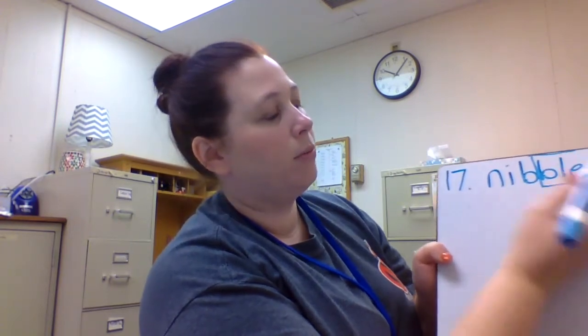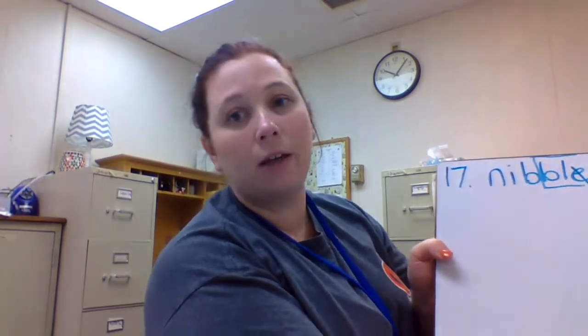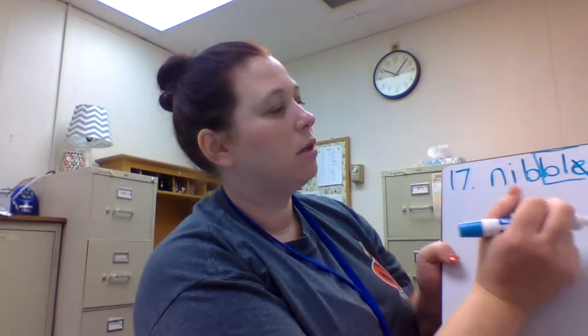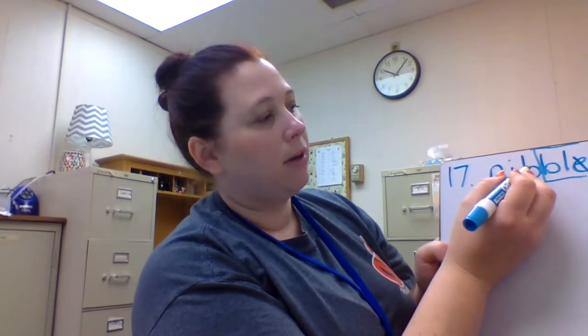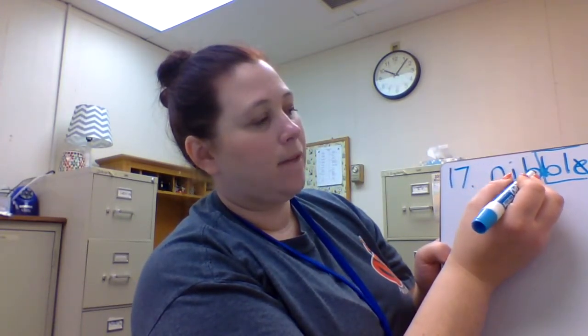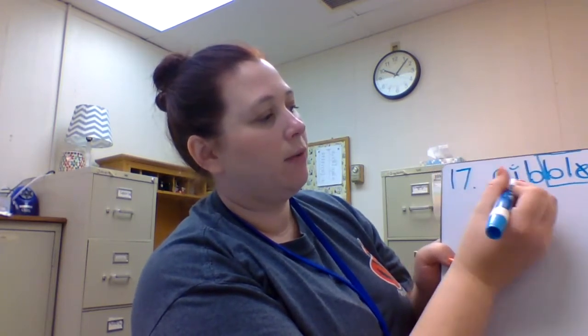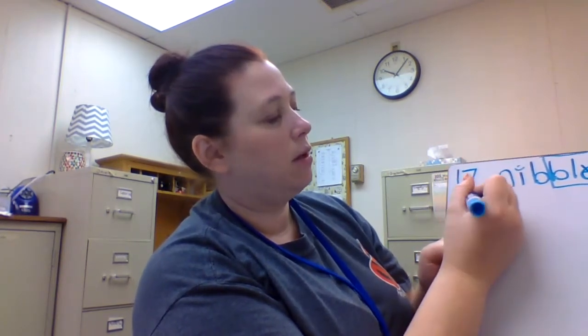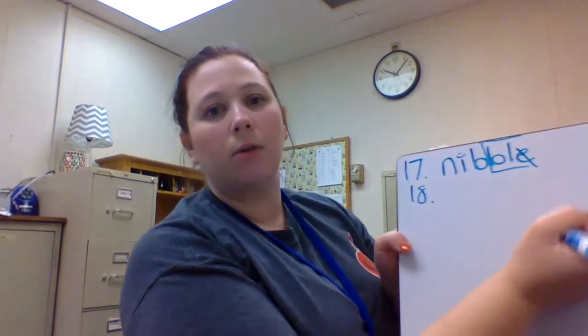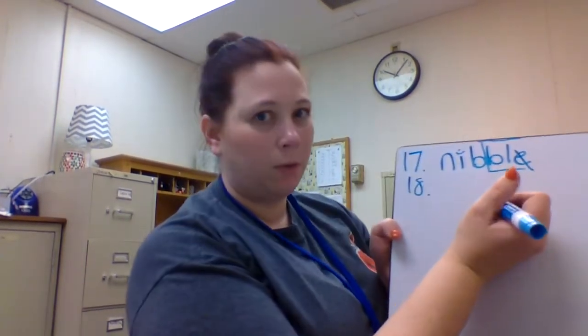Our first word is nibble. Nibble. So we see that BLE. We're going to put it in a bracket and we're going to cross off the E because we're just saying that bull sound. Then here we have the consonant. We have vowel consonant, so we know that that's going to get a macron. And then we have nibble.